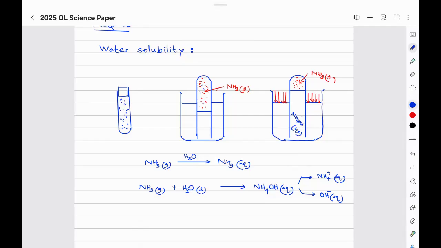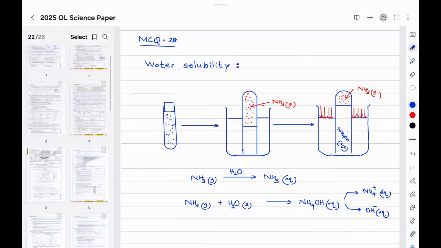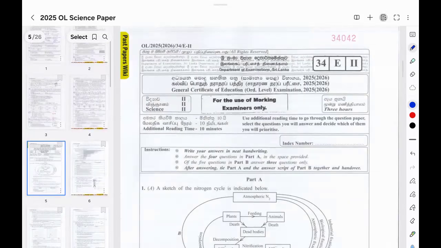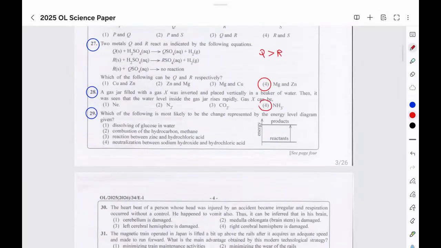So here actually they have simply talked about the water solubility of ammonia. Nitrogen gas is an inert gas. Neon is also a noble gas. They are not dissolving in water. Carbon dioxide can dissolve in water, but not as much as ammonia. Okay. So therefore here the answer for MCQ number 28 should be the fourth one. Right? Yes. The answer is the fourth one, ammonia. It's kind of a general knowledge question too, right?